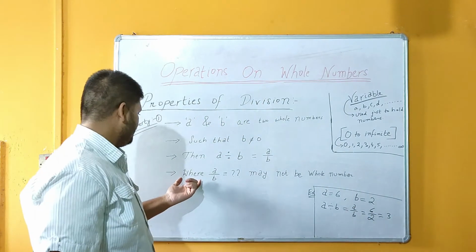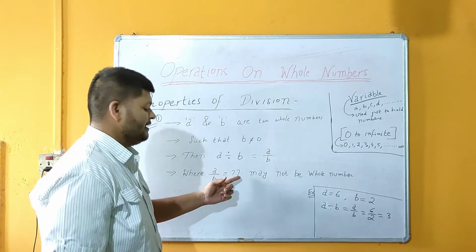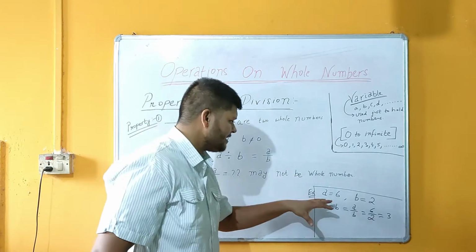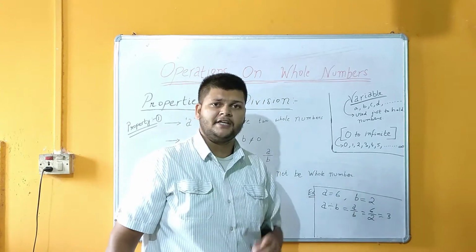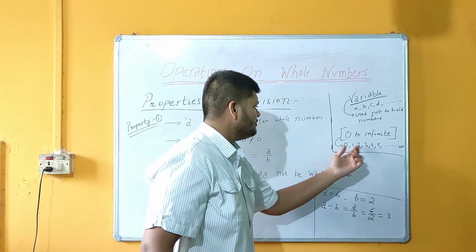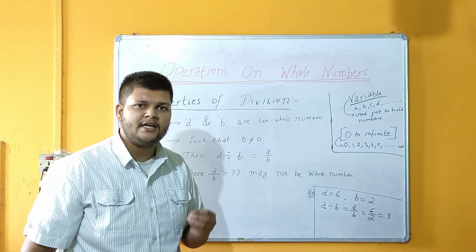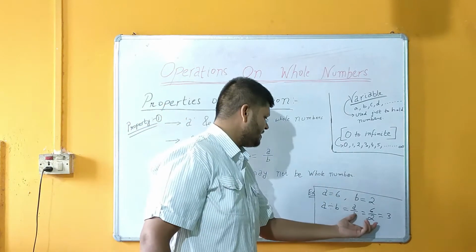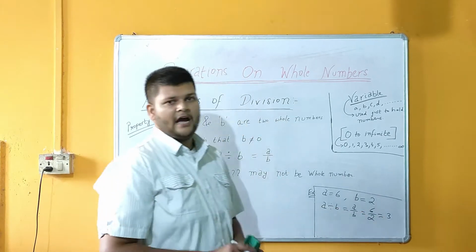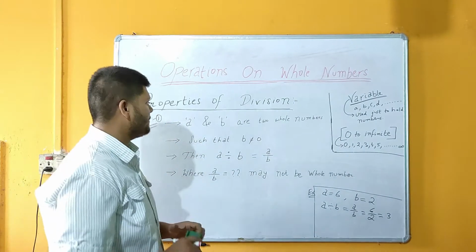Now, in the fourth line, A by B equal to, we will produce some result. That result may or may not be a whole number. But for this example, we got the value as 3, which is a whole number. Why? Because this value will lie within this range, that is 0 to infinity. 0 to infinity is considered as whole numbers. Within this range, we are getting the value for A divided by B as 3. I hope you are clear about property 1. This is all about property 1.